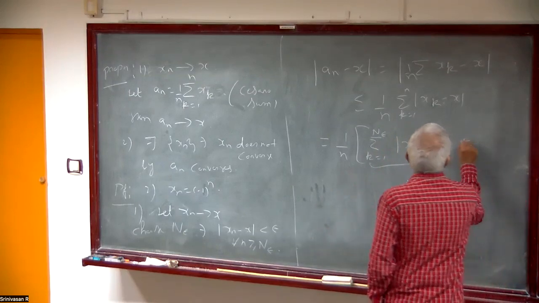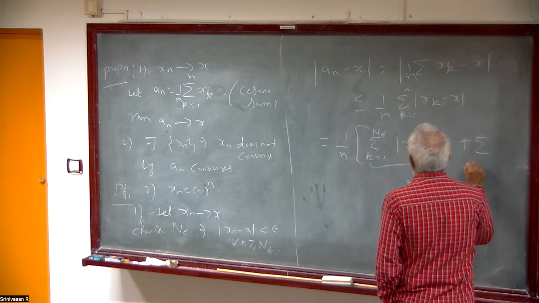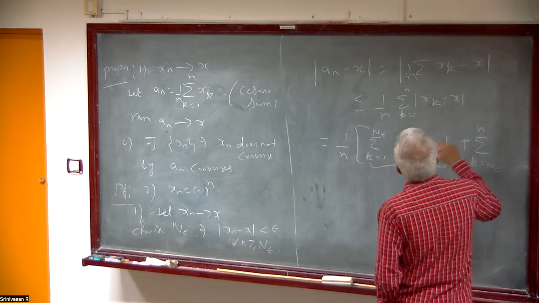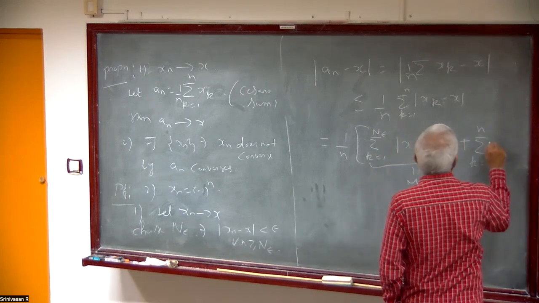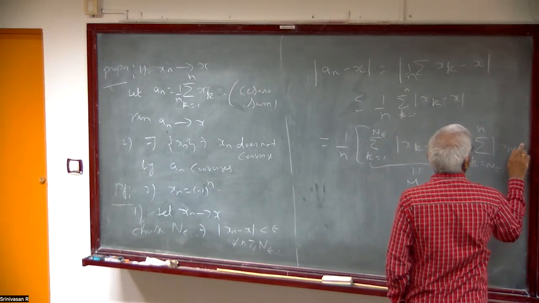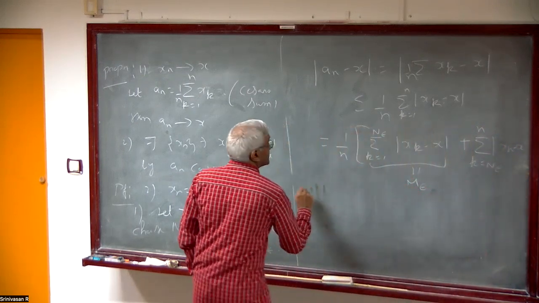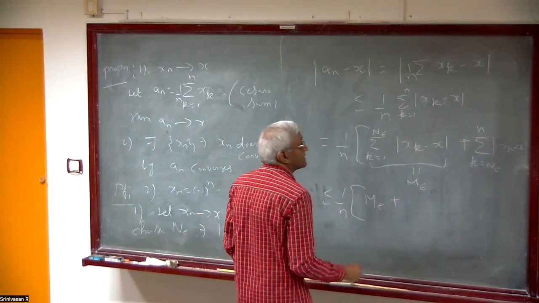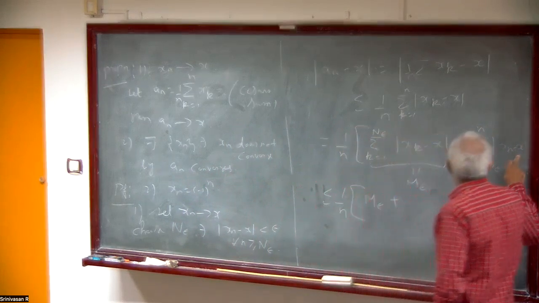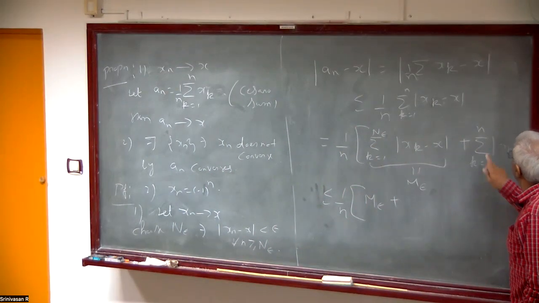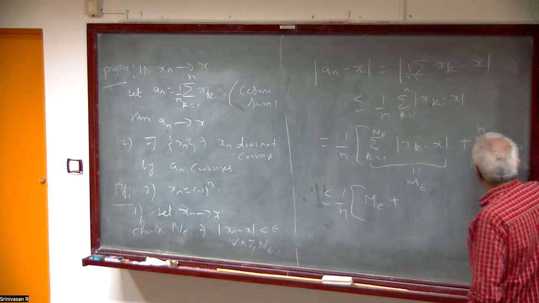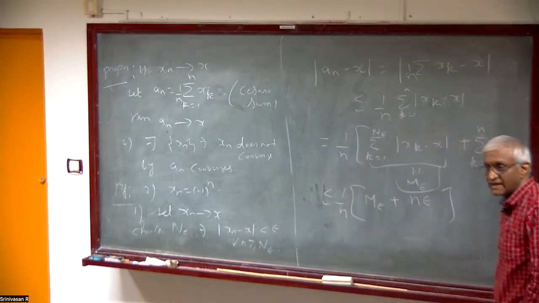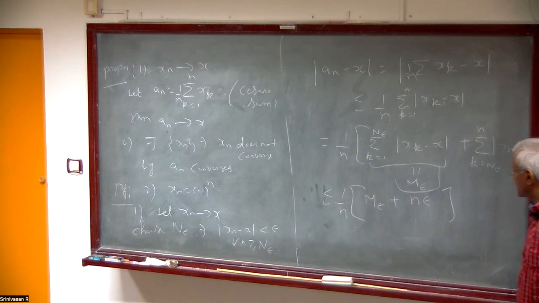And plus the summation k equal to N epsilon to n, with 1 by n outside, of |x_k minus x|. Now this is less than or equal to 1 by n times M epsilon plus, each of them is less than epsilon, and there are less than n terms. I write it as n times epsilon because that will cancel with that n.